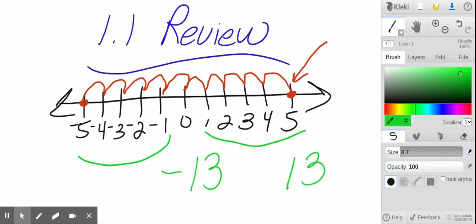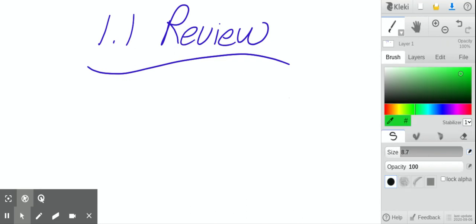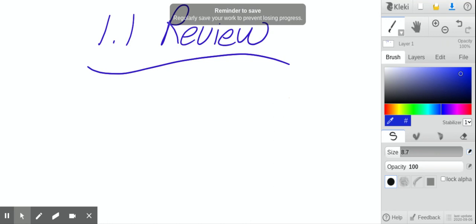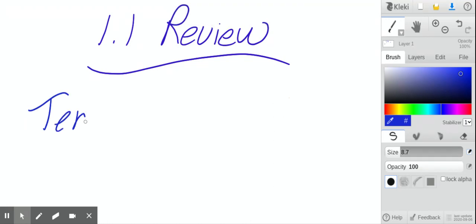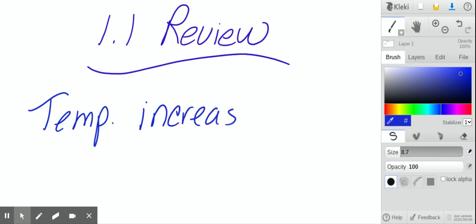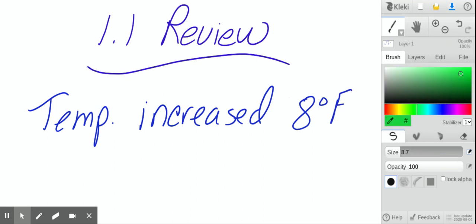All right. Now, one thing we also talked about was different terminology. We've talked about the term increase and decrease. So if something increases, that's going to be a positive. So let's say the temperature, I'll just abbreviate, increased by 8 degrees Fahrenheit. So how would I represent that as an integer on a number line? That would be a +8. So increasing something is a positive.